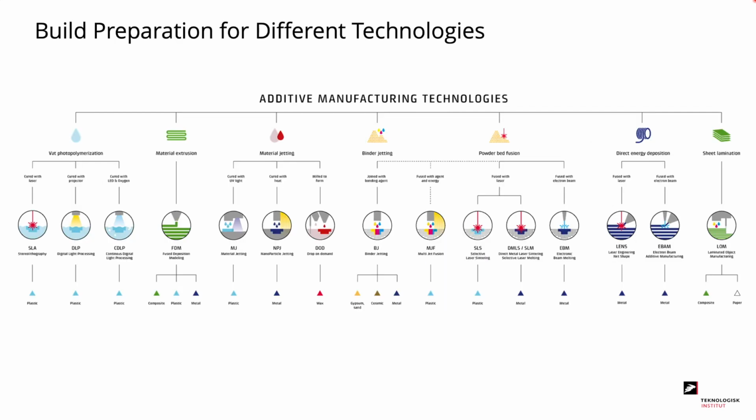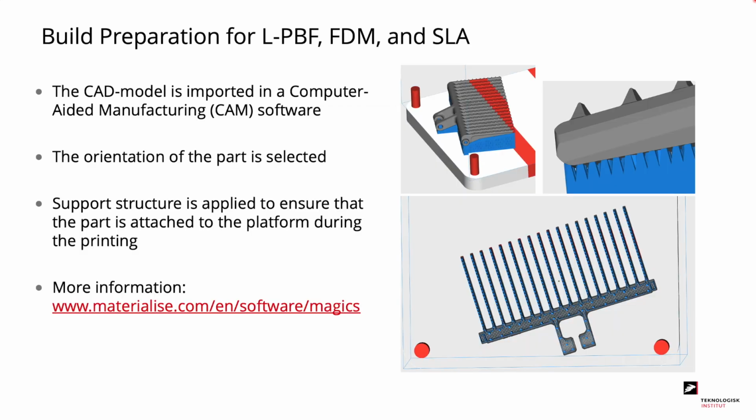If we proceed to the build preparation, it is different for the different technologies. Here we see the 7 main AM technologies. We will focus on some of the differences in the next couple of slides. First, we will look at the build preparation for laser powder bed fusion, FDM and SLA, which is quite similar.